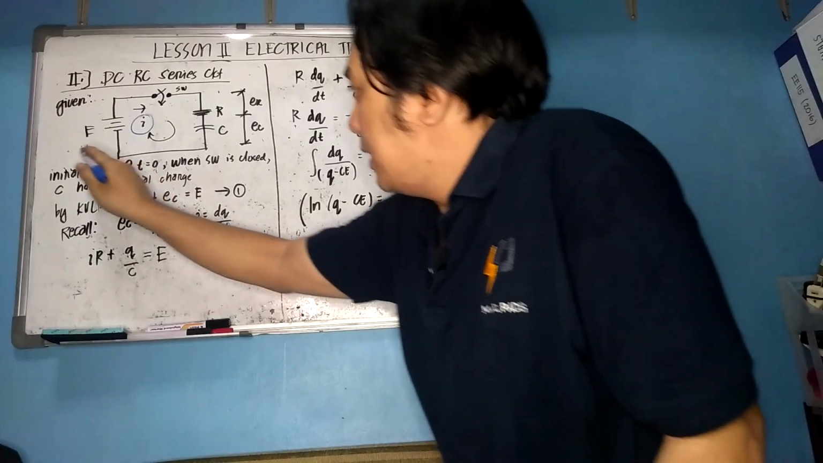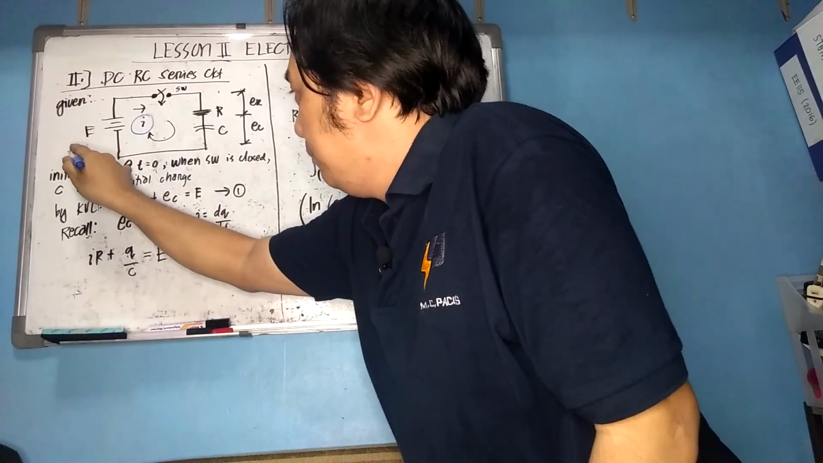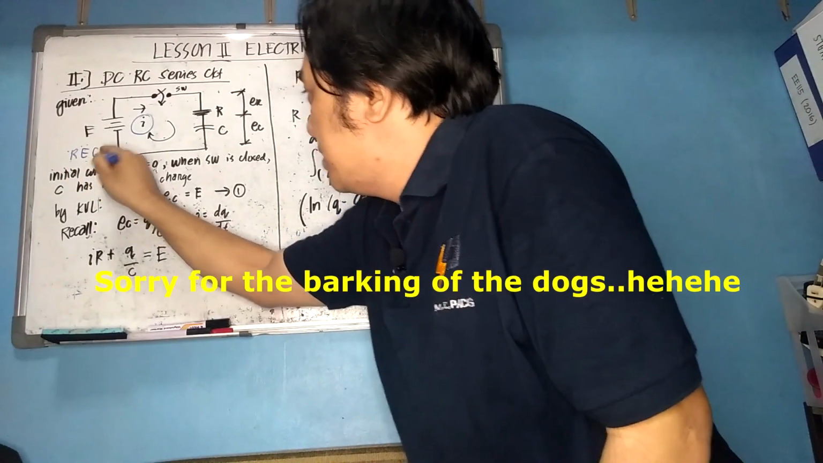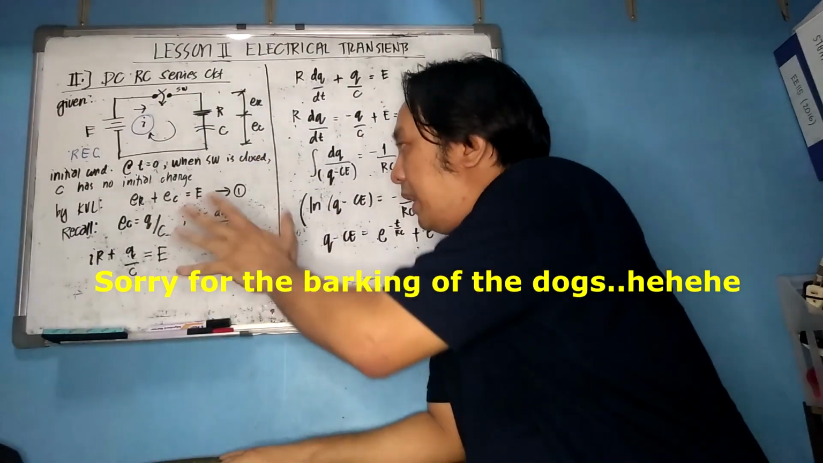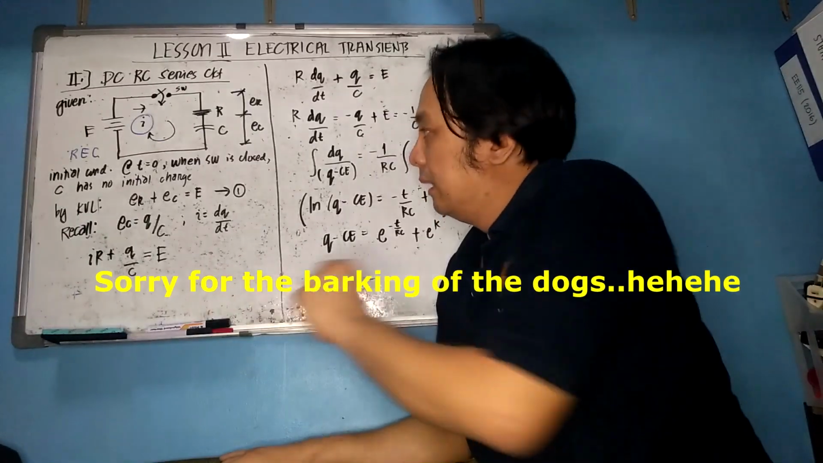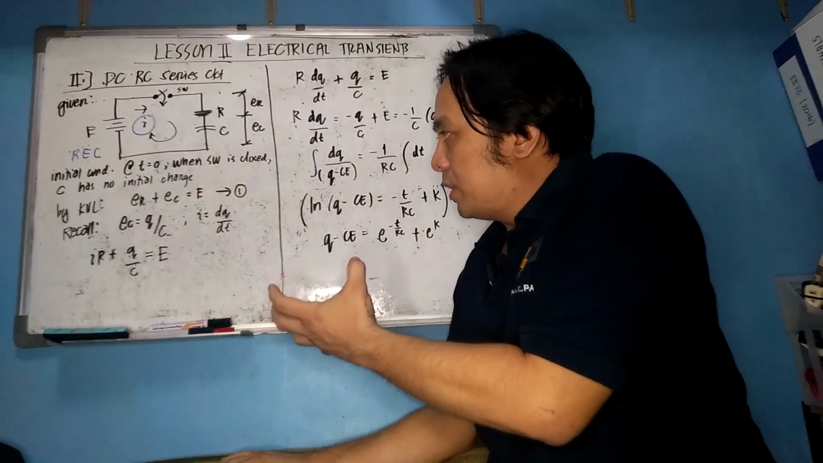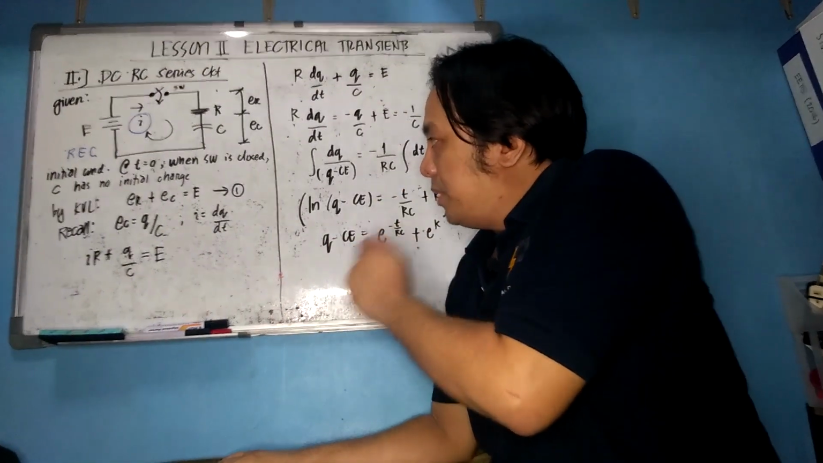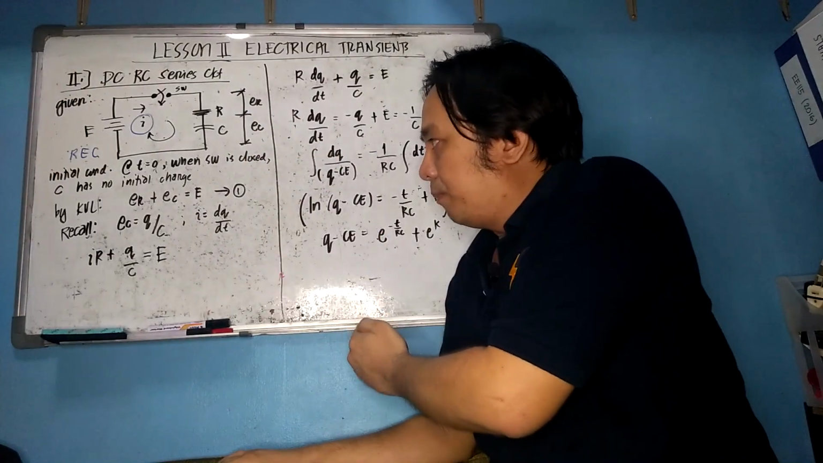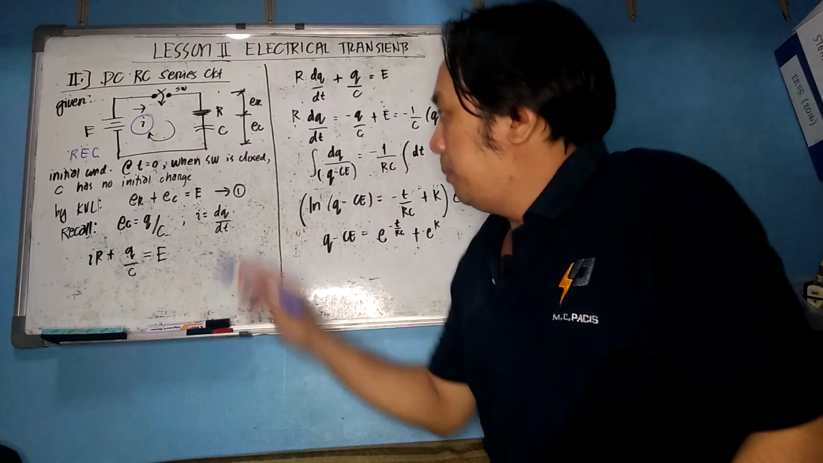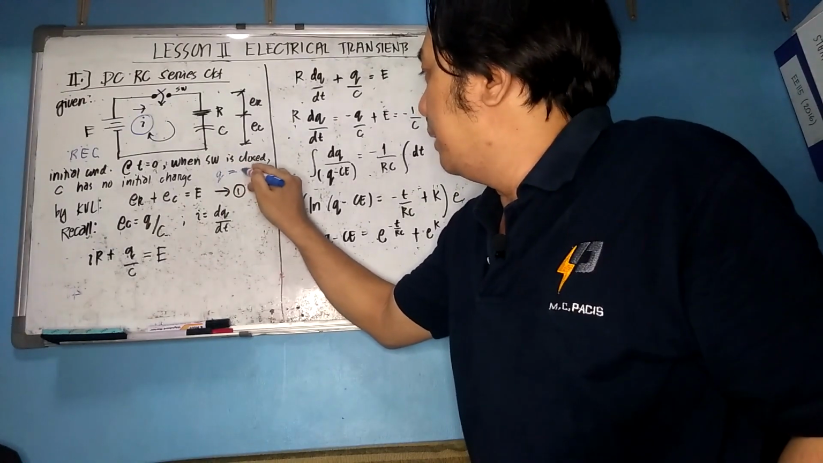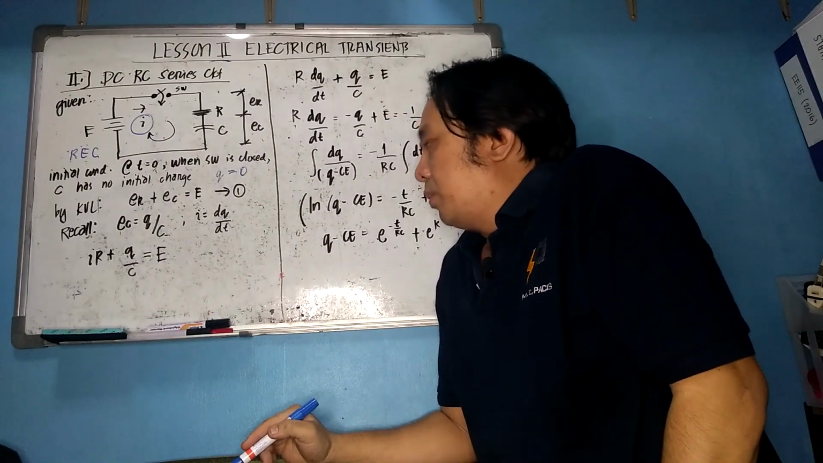Okay, our constants here are R, E, and C. From our last slide, rather, they were R, E, and L. Our initial conditions will now be changed. At time equal to 0, the switch will close, and the capacitor has no initial charge. So it means Q will become 0 at this condition.